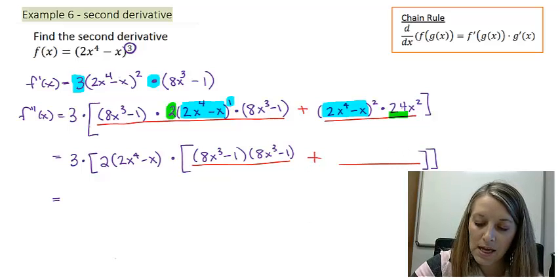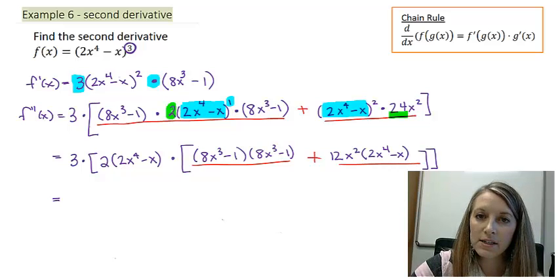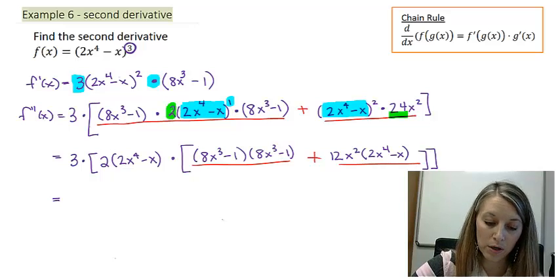In the back piece, I've taken a 2 out of my 24, leaves me with a 12x squared. And then I've taken out one of these units here, so that leaves me with one of them left over. All right, now to simplify, it's going to actually start to look a little better rather than a little worse.